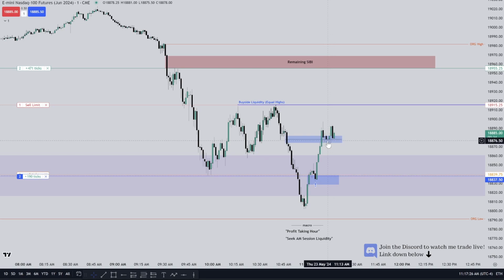Now I'm watching to see if this fair value gap can take us higher, or if we want to trade down into these two lower ones down here. But preferably, best case scenario, I want to see us rally from here.